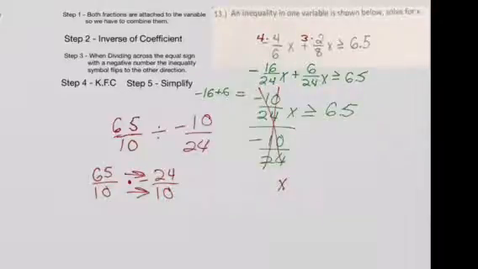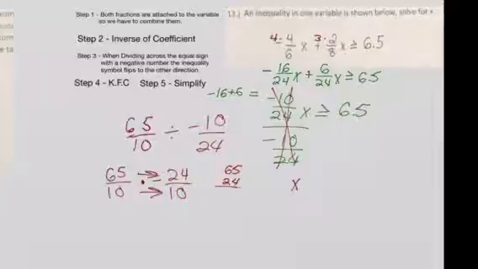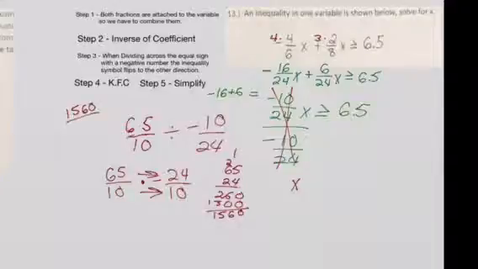So I have 65 times 24, and I'm going to go ahead and multiply that out. 65 times 24, so I know my numerator is going to be 1,560, and that's going to be over 10 times 10, which is 100, and of course it is still negative.